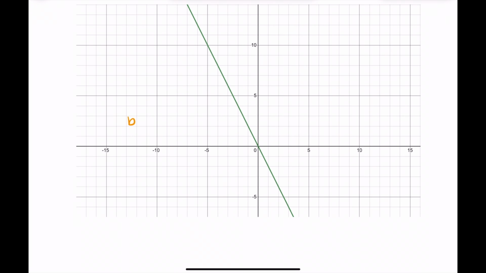And now that we have gone through this first one, let's go through and do the same thing for our second graph here. So here, again, we can see that this green line goes through the origin. There is no y-intercept, so b is 0.